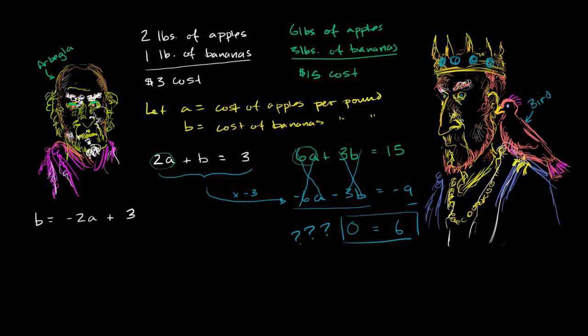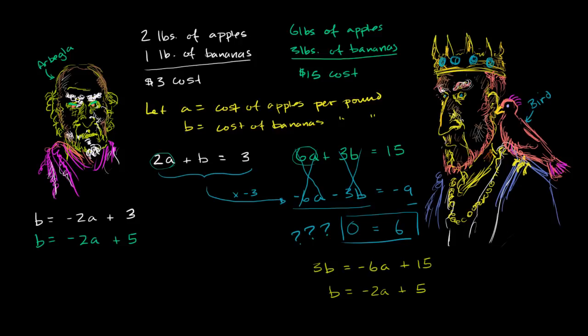Now let's solve this second equation for b. So the first thing you might want to do is subtract 6a from both sides. So you would get 3b is equal to negative 6a plus 15. And then you can divide both sides by 3. You get b is equal to negative 2a plus 5. So the second equation is b is equal to negative 2a plus 5. And we haven't even graphed it yet, but it looks like something interesting is going on.